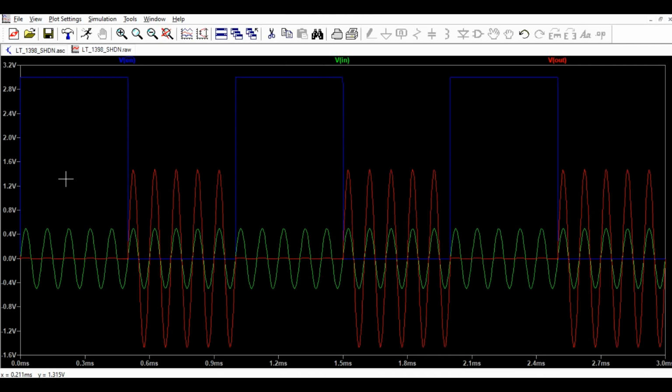So hope you understand how to configure LT1398, how you will use the functionality of the enable pin, what the role of the enable pin is, what the application of the enable pin is, and why you need an enable pin in any amplifier. Okay, hope you understood all these things.